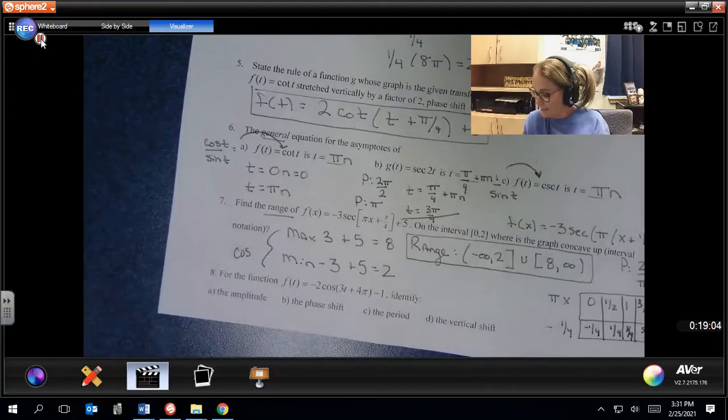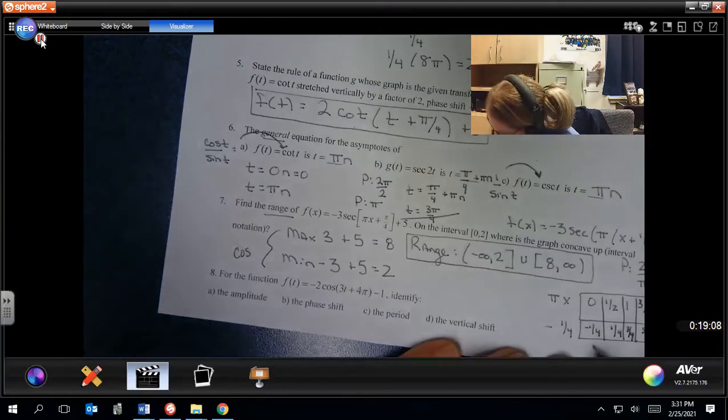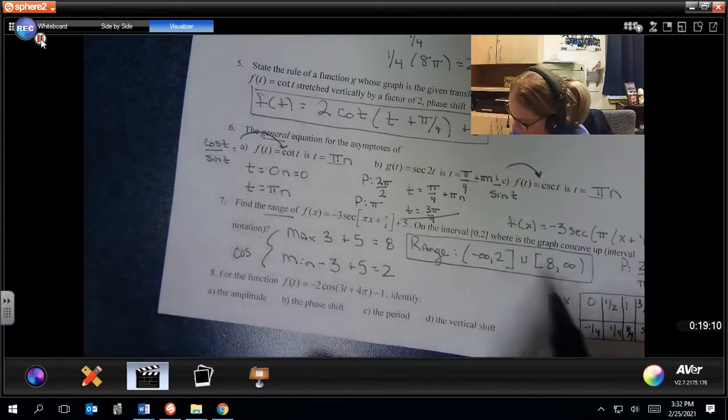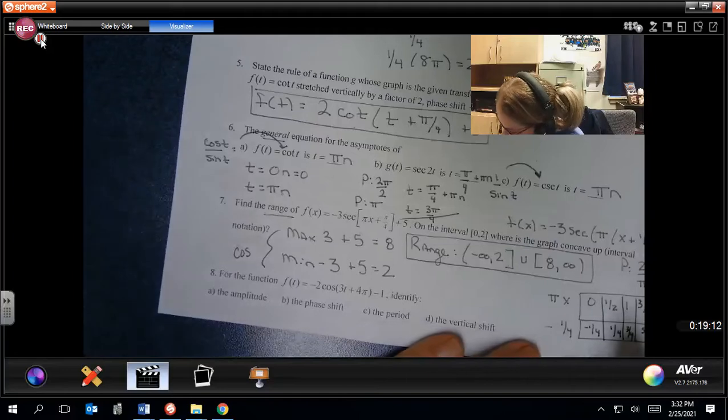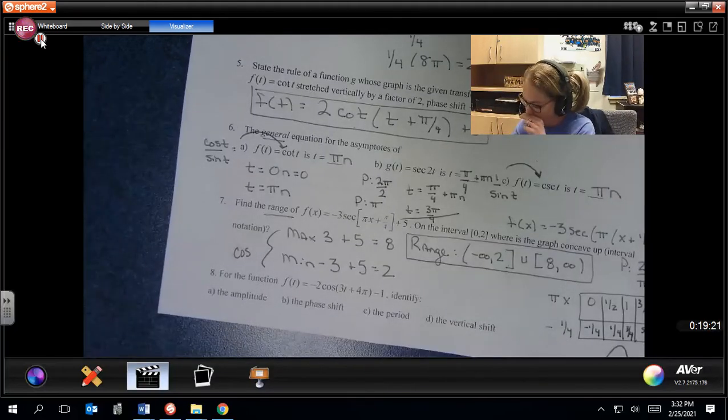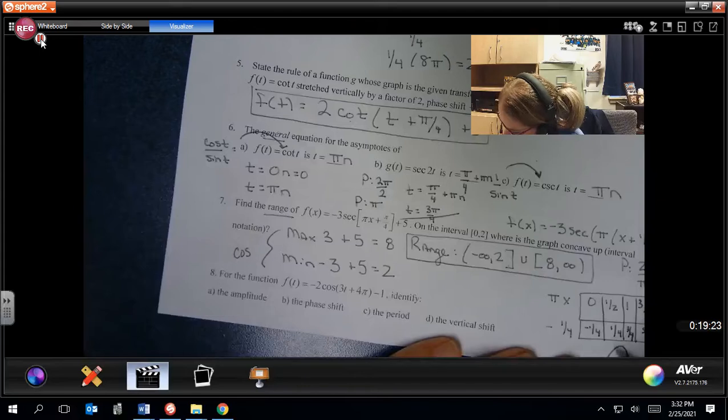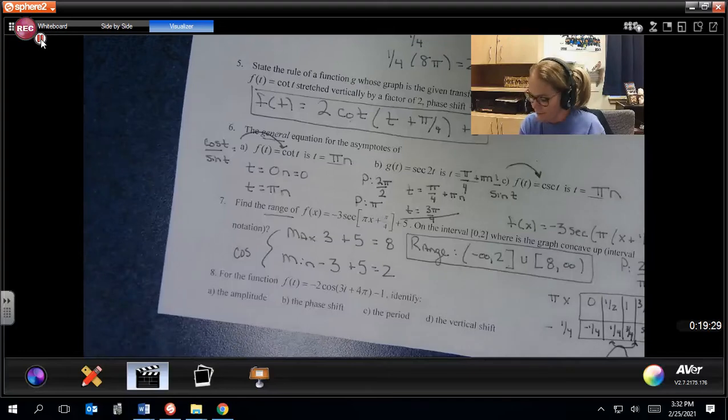Okay, so now let's think about how our cosine graph is going to go. This is a negative cosine graph, so it's going to start low and go high. Okay, and so we're looking for where we are concave up. That's going to be up here. It's another long problem. That's going to be where we're concave up. It's going to be right there.